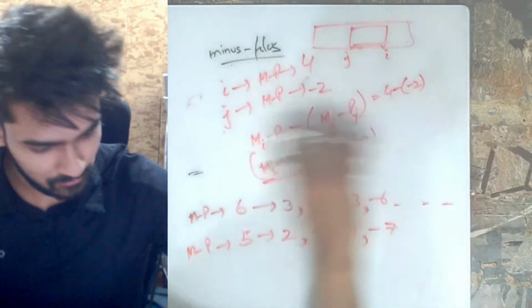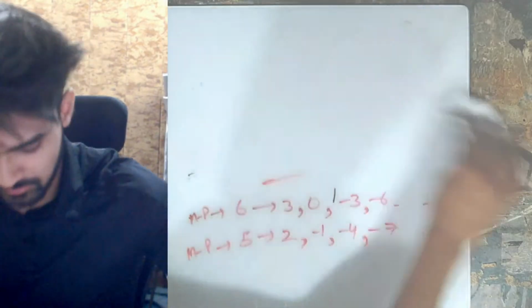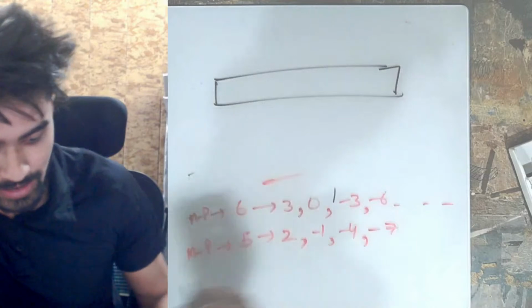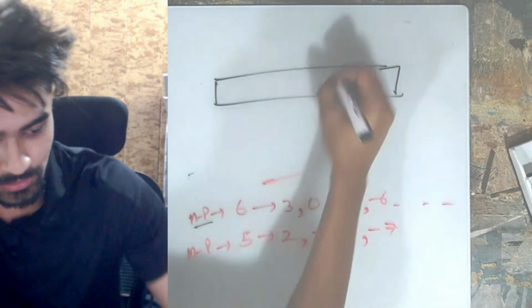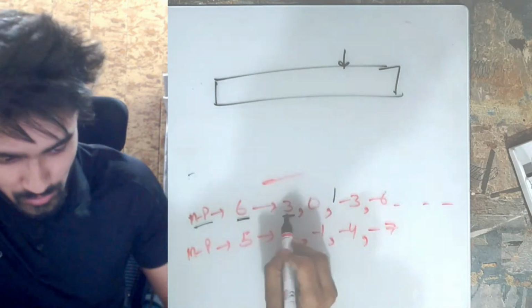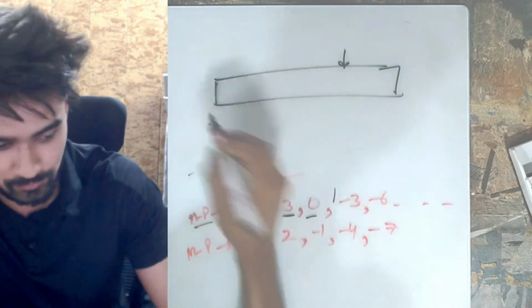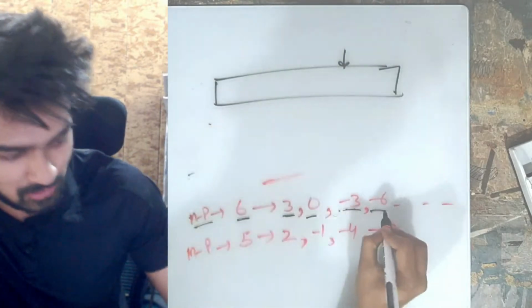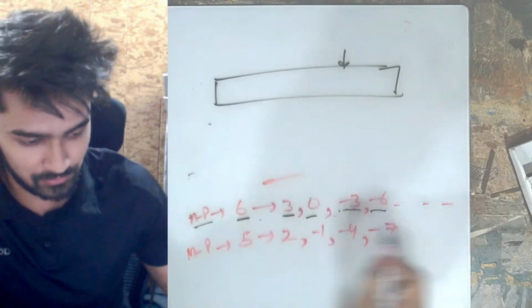Whenever you were going through the array, so if this was your complete array, and if m minus p at any certain point was 6, you had to count all the 3's you had before this, all the 0's you had before this, all the minus 3's you had before this, all the minus 6's you had before this, and so on.